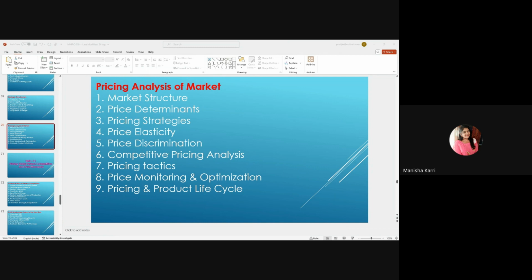In this product life cycle, we all know that the introduction stage, growth stage, maturity stage, and decline stage are there. These four stages are the product life cycle. So the final conclusion is that pricing analysis is essential for firms to make informed pricing decisions, maximize profits and maintain competitiveness in the market. It involves a very deep understanding of market dynamics, consumer behavior and competitive strategies to set prices that are optimal for both the firm and its customers.